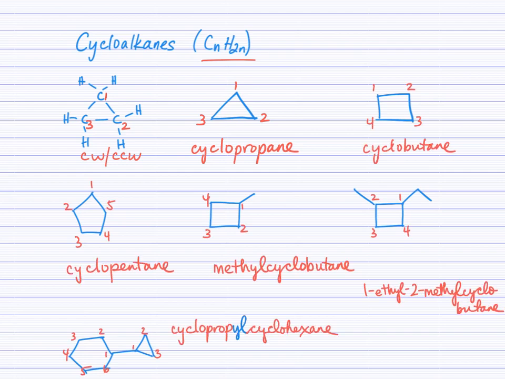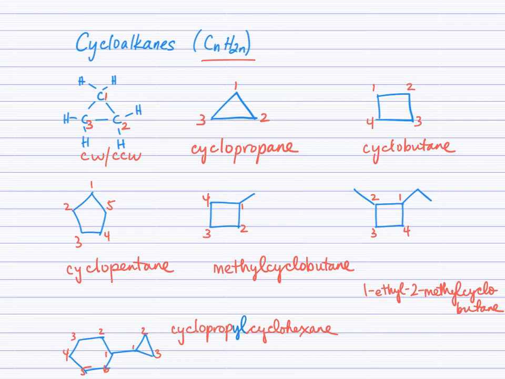Okay, so just checking your work now. For the square, hopefully you numbered 1, 2, 3, 4. Whether you went clockwise or counterclockwise doesn't matter when there's no side groups. It doesn't even matter where you start numbering. Cyclobutane. Same with the pentagon, cyclopentane. That time I numbered counterclockwise.